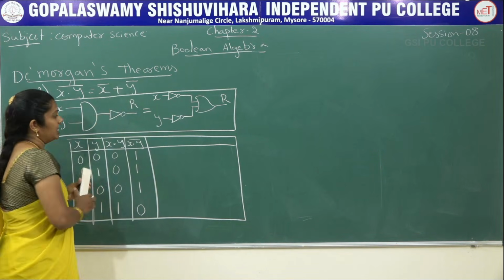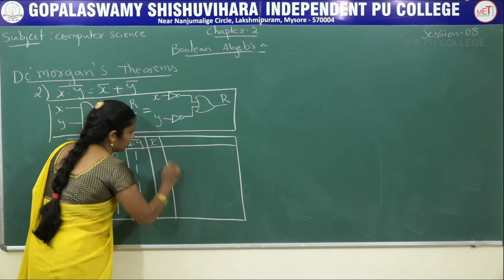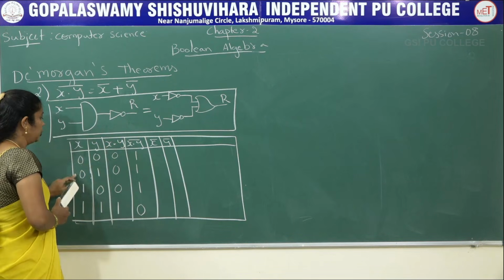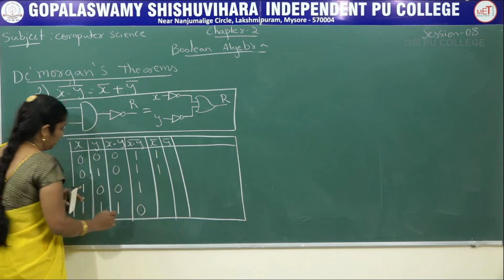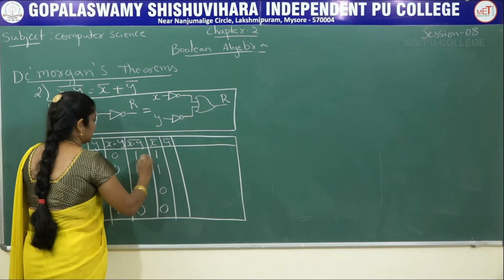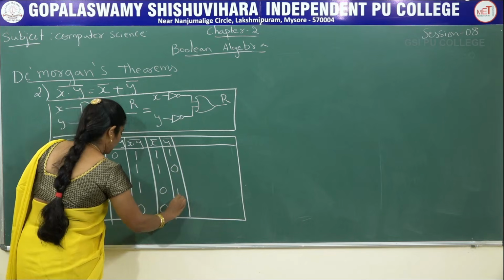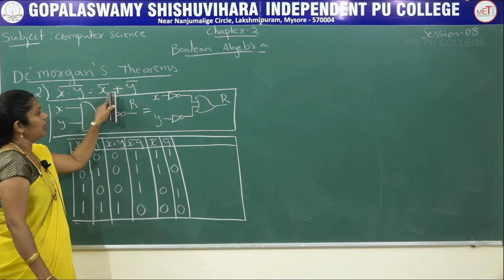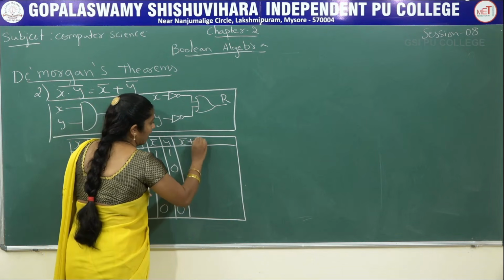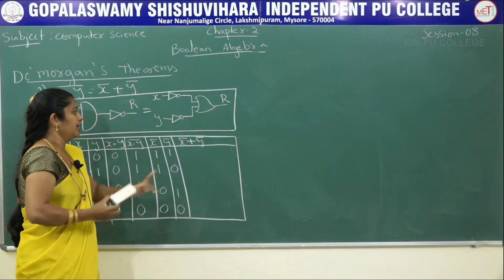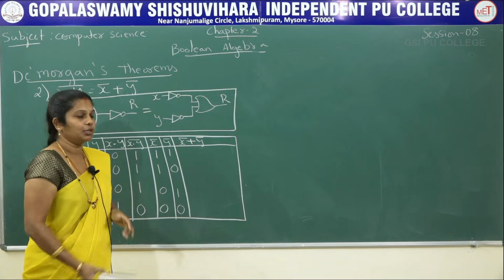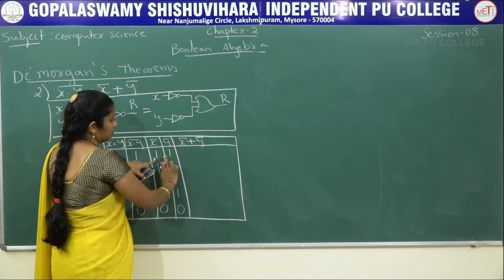Next we will calculate this part. Individually x bar we will find out, then y bar also. How to find out x bar? Just the reverse of x. Here 2 zeros we have, so write down 2 ones, then 2 ones, 2 zeros. For y also, y bar, just replace 1, 0, 1, 0. Next find out x bar plus y bar. You have to consider these two columns. Here we have the plus operator. Plus operator means if any one of the inputs is true, the output becomes true here. See these two cases, x bar as well as y bar.